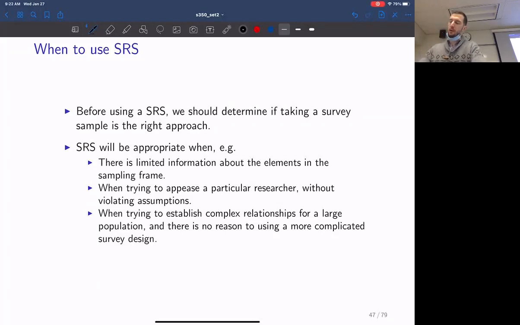Or when trying to establish complex relationships for large populations. As you might imagine, using SRS in very big populations could be useful. But as we will see later, depending on the structure of the population and what we're interested in collecting, the other sampling schemes could be more helpful in actually retaining information. We will also show later that through the coefficient of variation, we can compare the estimate from our simple random sample to the estimate from, say, our stratified approach, and then make an argument based on those values as to which one is performing better for the given situation.